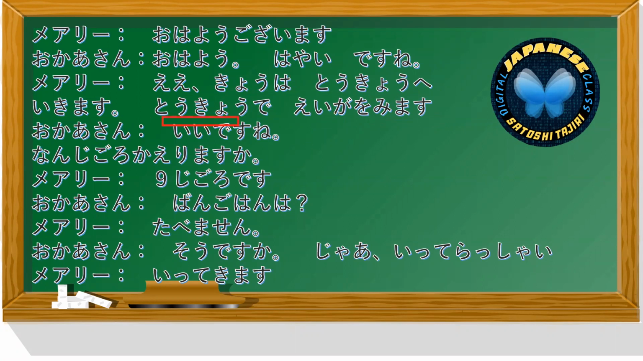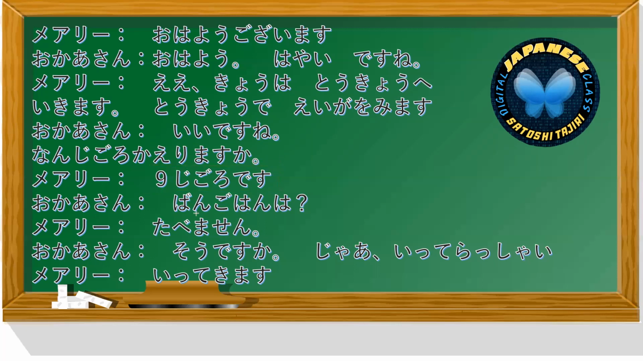Then for the okasan, that's a good idea. Ii desu ne. Okay. Remember, it was used earlier by Marina-chan. Nanji goro kaerimasu ka? We have nanji, it means what time. Then goro is around. Then kaerimasu is to return. So if the sentence ends with ka, it's a question. You're asking, around what time are you coming back? Then Mary says, kuji goro desu, around 9 o'clock.